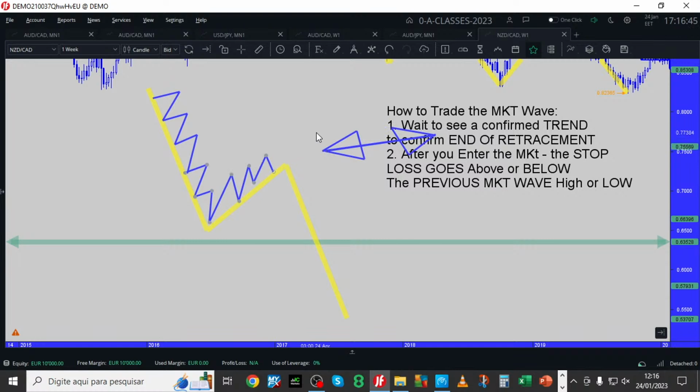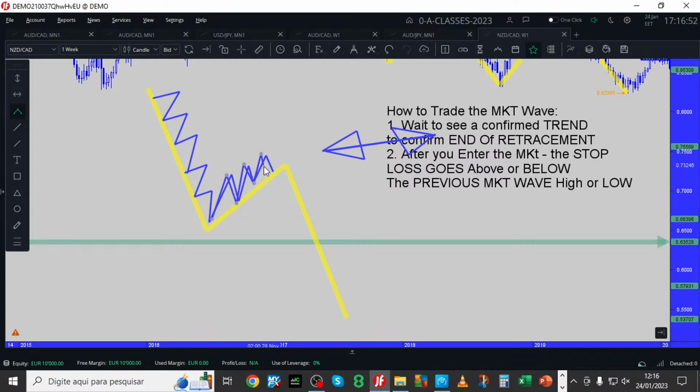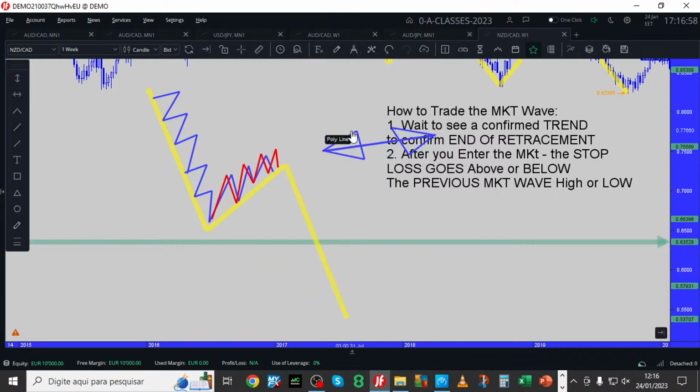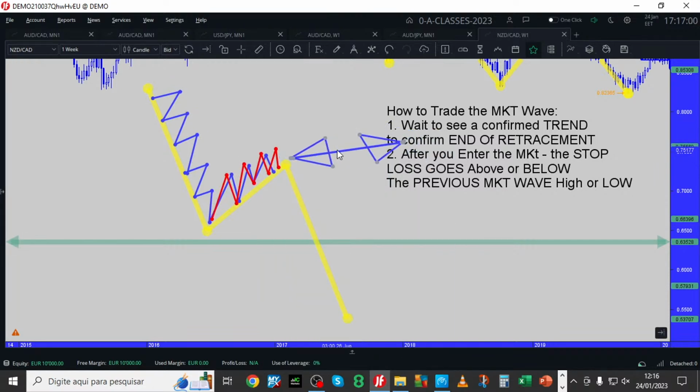Okay, everybody. So I'm going to color code differently: higher highs, higher lows, higher highs, higher lows, higher highs, higher lows. Is it in here, everybody, the red, that we are going to see the end of retracement, the red one?